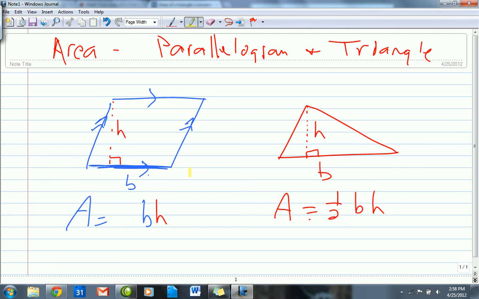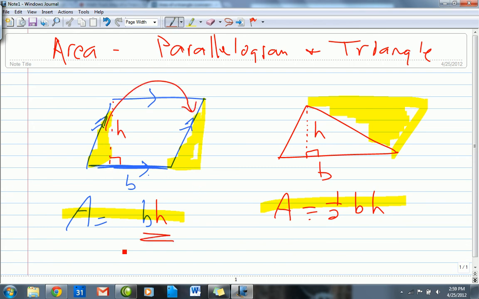Okay, so parallelogram: base times height. Triangle: 1/2 base times height, because as I showed you a little bit earlier, that triangle is half of that parallelogram, therefore half the area of base times height. And I also showed you how we can take this piece of the parallelogram and bonk it over here, and that's why the area of a parallelogram is the same as a rectangle, base times height.